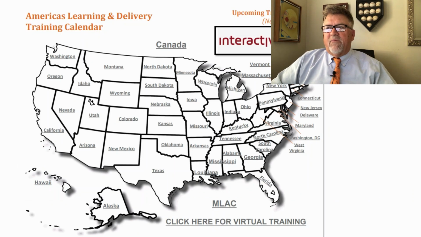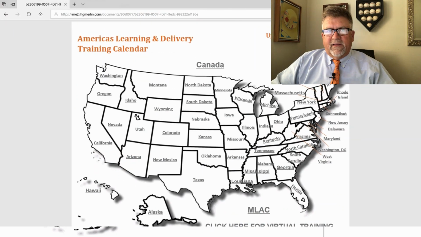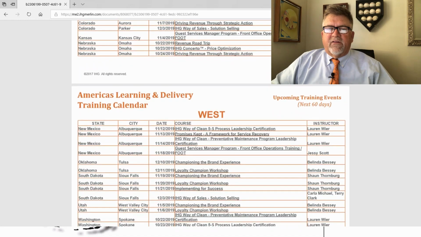Now, where do I find more classes? There is, and I included this in the email, an interactive learning and delivery training calendar. Just bookmark this. It's an internet site. So you just go and bookmark this site, and then you can say, oh, I'm in Oklahoma. Let's look at what's in Oklahoma. Well, there actually are 2 classes coming up in December in Tulsa.